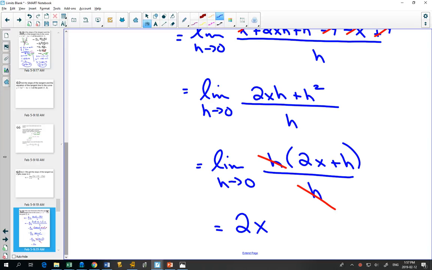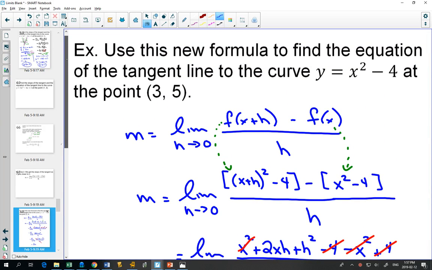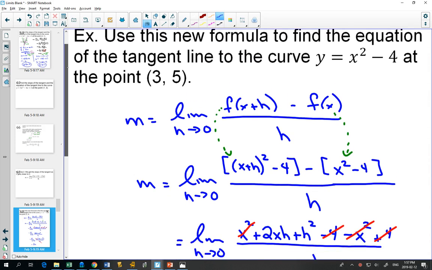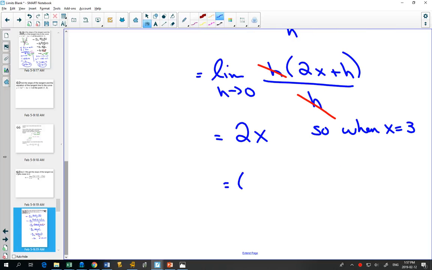Okay? But when are we specifically trying to find it? At the point 3, 5. I probably should have plugged in x equals 3 right from the beginning, but I didn't. So we actually did a little bit fancier math than we needed to. So when x equals 3, the slope would be 6.